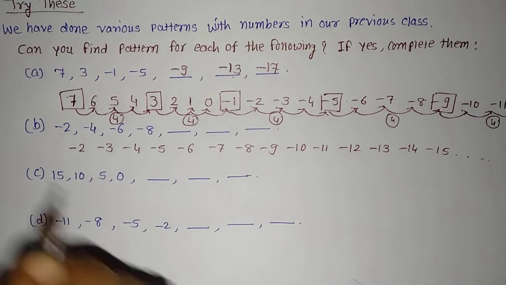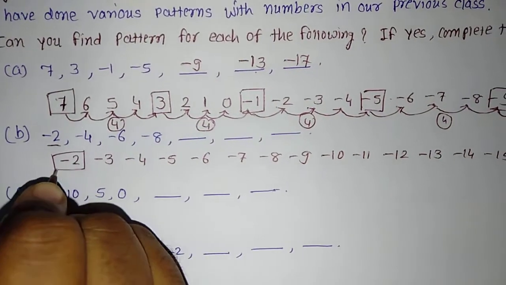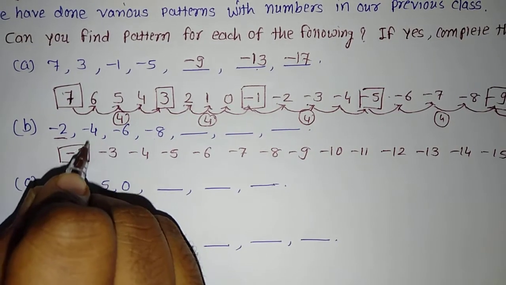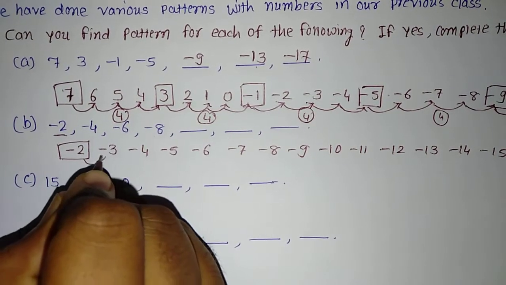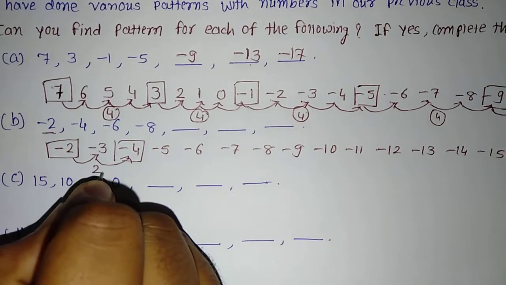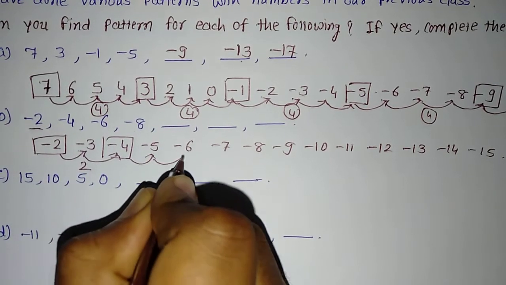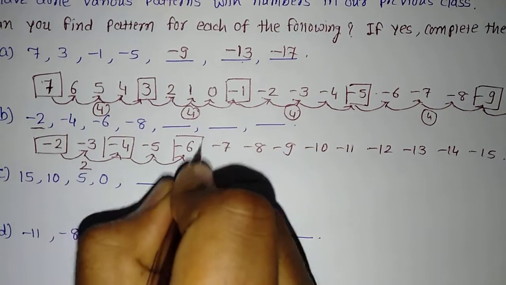First of all, the first number as mentioned here is minus 2, it is here. The next number is minus 4. How much gap is there? It is 1 and 2. It is a gap of 2. Again, the next number will be 1 and 2. That is, the next number is minus 6.